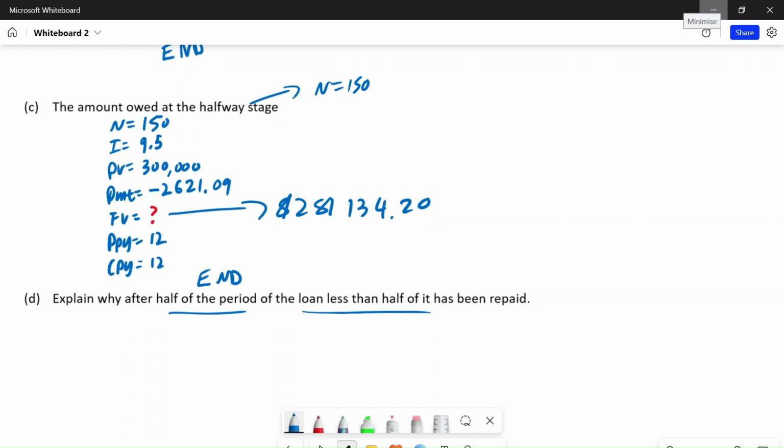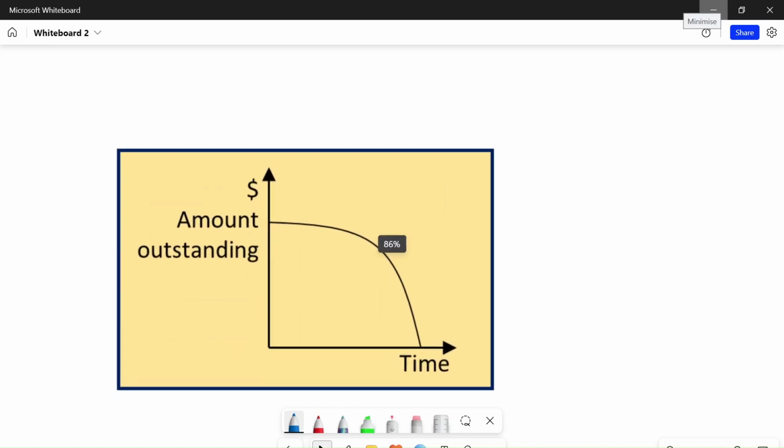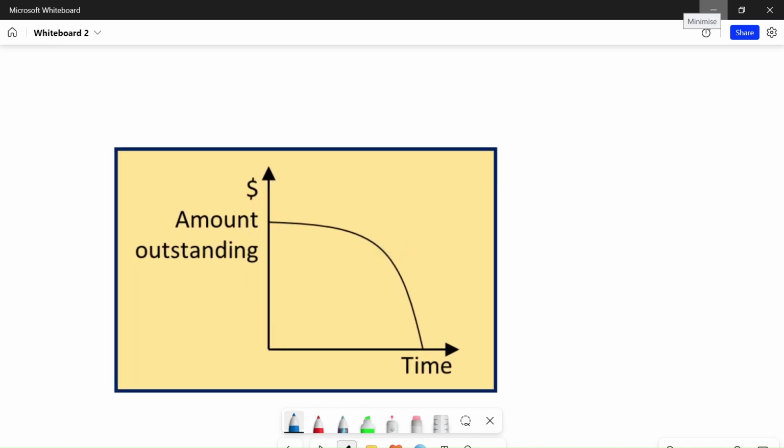Why is this? Well, I'll show you this graph here that shows the shape of an annuity in arrears over time, the way that the amount owing or the amount outstanding changes. So you can see that the amount outstanding reduces very slowly at first, and then as time goes on, it starts to reduce very quickly. So at the halfway point, which maybe is roughly here, we still owe almost most of what was originally borrowed.